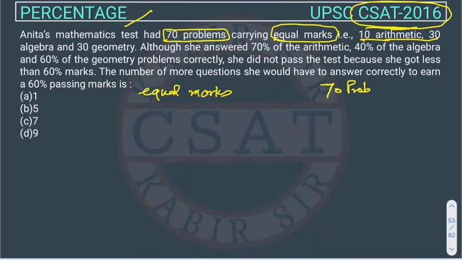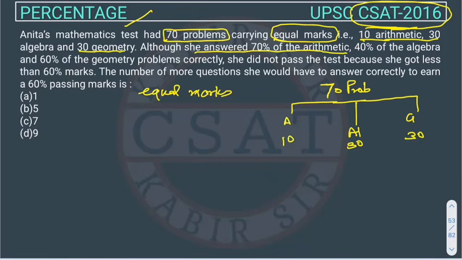10 arithmetic, 30 algebra and 30 geometry. Right. So arithmetic problems are 10, algebra problems are 30, and geometry problems are 30. Right. Although she answered 70% of the arithmetic, so we have to take 70% of arithmetic. Arithmetic is how many? 10. So what is 70% of this? It will be 7 questions. Right.